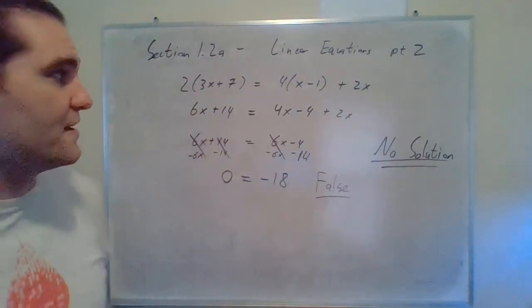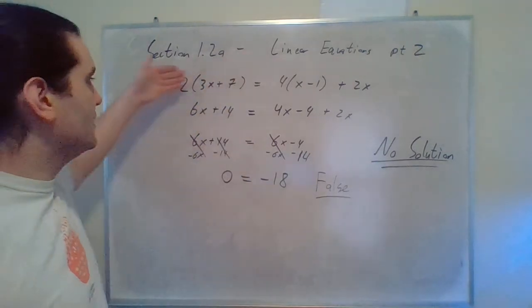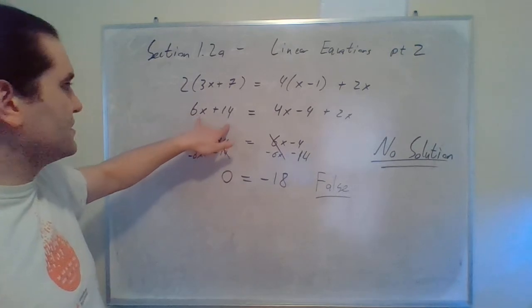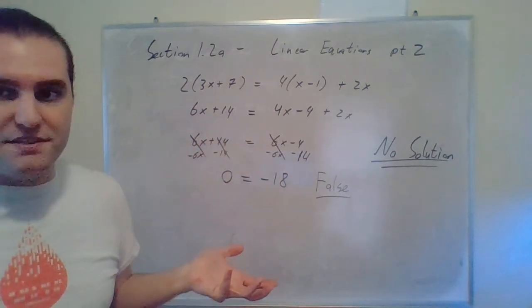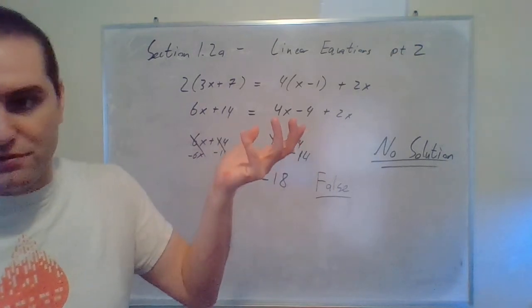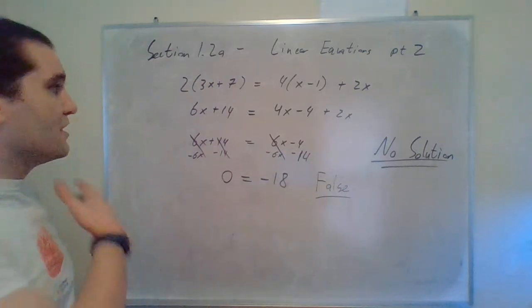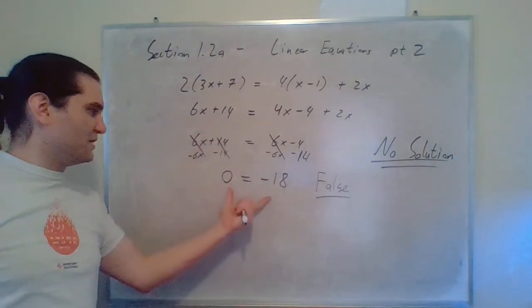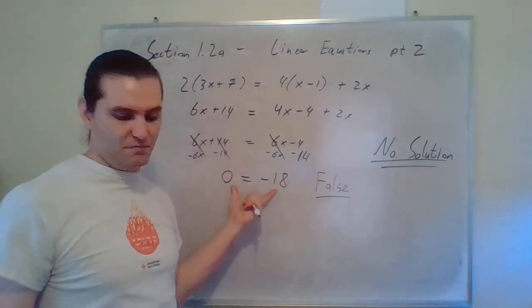There is no x value that will make this equation equal this equation, because when you simplify them, this is 6x plus 14 and this is 6x minus 4. Whatever 6x is, when you add 14 to it or subtract 4 from it, you're going to get different numbers. You can't make those things match. So there's no x value that makes this true. This is no solution. That's what it means when you get a statement here that is just fundamentally false and can't be true.